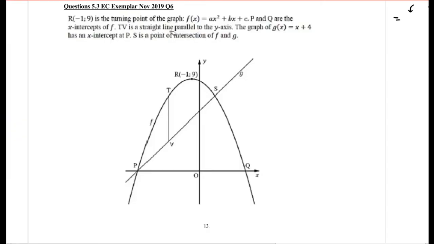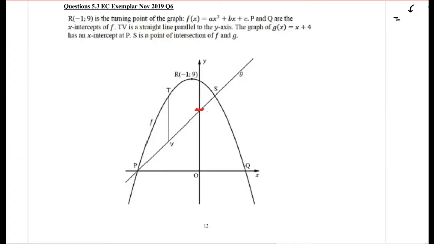TV is a straight line. Ooh, guess we're going to be asked to find the maximum length of that line just now. It's parallel to the y-axis, it's straight. The graph of y equals x plus 4 has an x-intercept at P. Great, so I already know now.